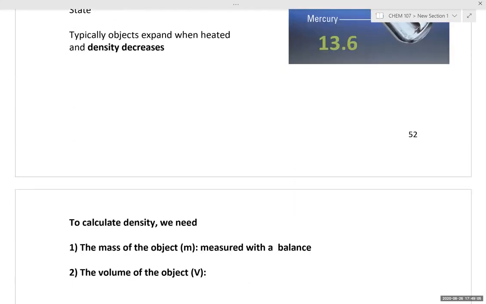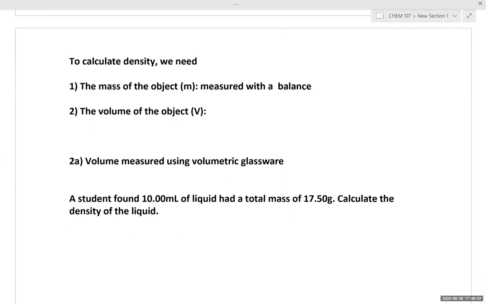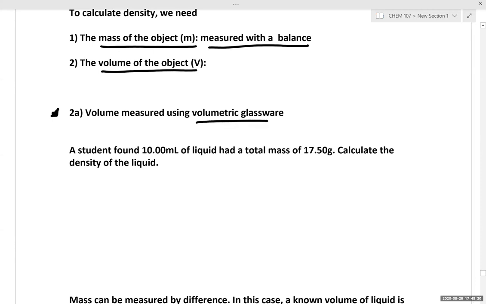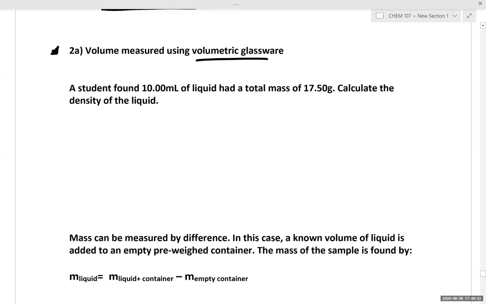So let's show how we can calculate density. How do we go about calculating density? Well, to do that, we'd need the mass of an object and the volume of an object. The mass we can just measure with a balance. That's easy. The volume of an object, however, there are a few methods. The first of which is using volumetric glassware. So for example, suppose you take 10 milliliters of liquid and you find the total mass was 17.50 grams.